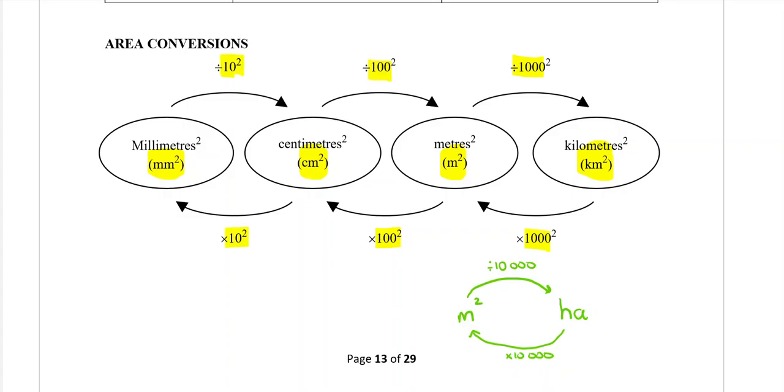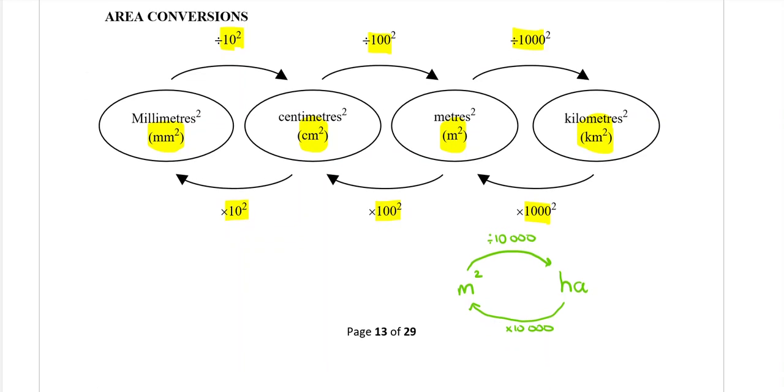We're also going to be talking about hectares in a few questions. If you need to convert between meters squared and hectares, hectares is a unit that we usually use to measure land. So there is 10,000 meters squared in a hectare. So if you have meters squared, you divide by 10,000 to get to hectares. Or if you have hectares, you will times by 10,000 to get to meters squared.